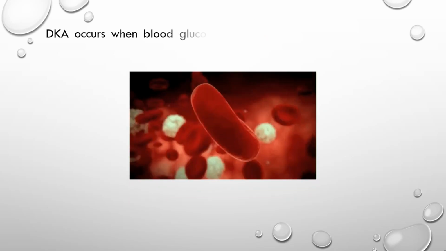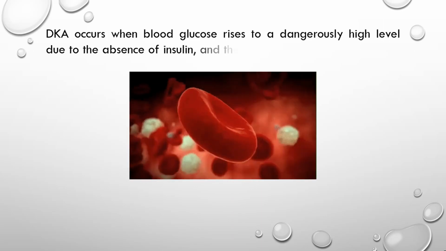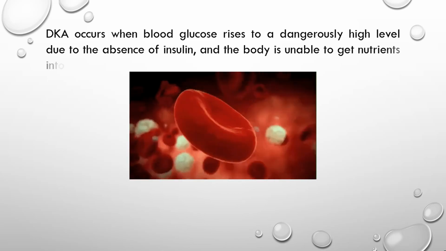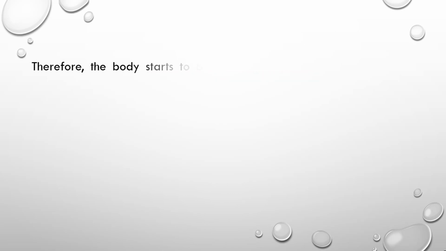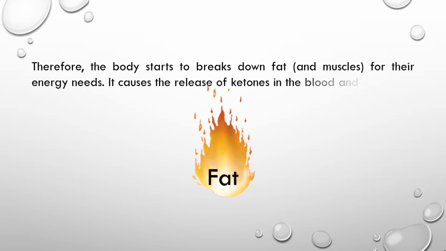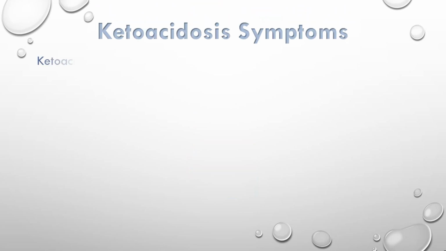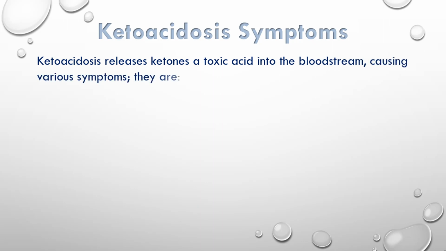DKA occurs when blood glucose rises to a dangerous high level due to the absence of insulin and the body is unable to get nutrients into the cells. Therefore, the body starts to break down fat and muscles for their energy needs. It causes the release of ketones in the blood and urine. Ketoacidosis releases ketones, a toxic acid, into the bloodstream, causing various symptoms.